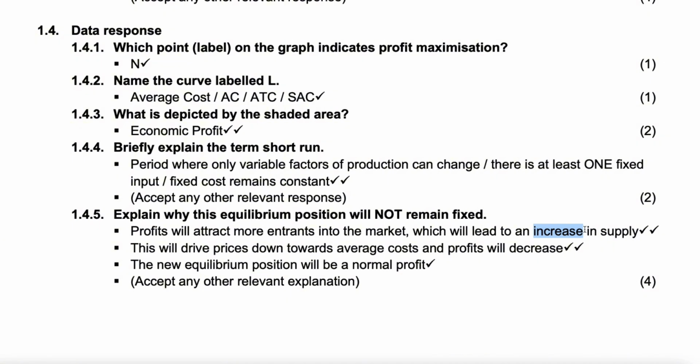Just don't do that trend where they say, does it increase or decrease? Then you say increases. Well, I think here you guys were clear. I could hear that you were saying increase. I could hear that you were saying decrease. You were not saying increases. All right. Then this will drive prices down towards average cost, and profits will decrease. Yes. The new equilibrium position will be a normal profit.